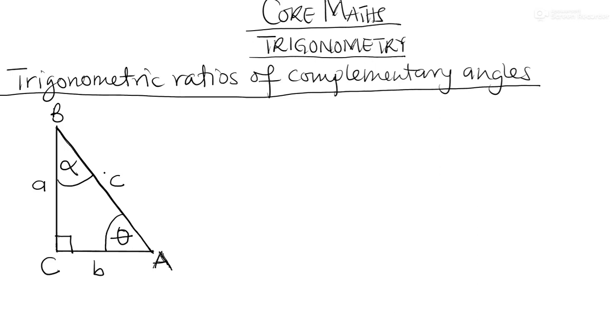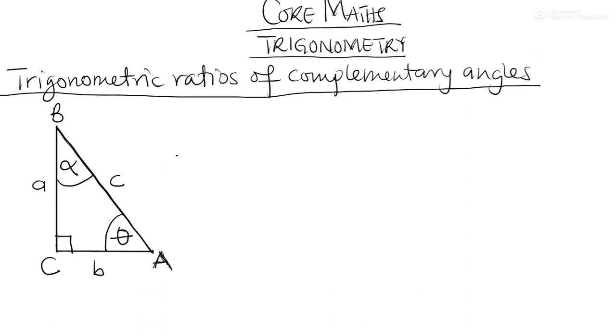Good. So we have this right angle triangle. The sides are labeled. The hypotenuse is C, the opposite in reference to theta is A, the opposite in reference to alpha is B, the adjacent in reference to theta is B, and the adjacent in reference to alpha is what? Is A. So now let's find sine theta.